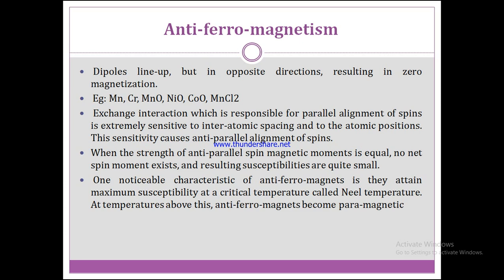Now, the exchange interaction, which is responsible for parallel alignment of a spin, is extremely sensitive to interatomic spacing and to the atomic positions. This sensitivity causes anti-parallel alignment of a spin. When the parallel alignment of a dipole moment structure is to be there, then the alignment of spins is extremely sensitive to the interatomic structure, that is the spacing between the two orbits, and due to that, the atomic positions of the atoms should have higher sensitivity, which causes the anti-parallel alignment of a spin.